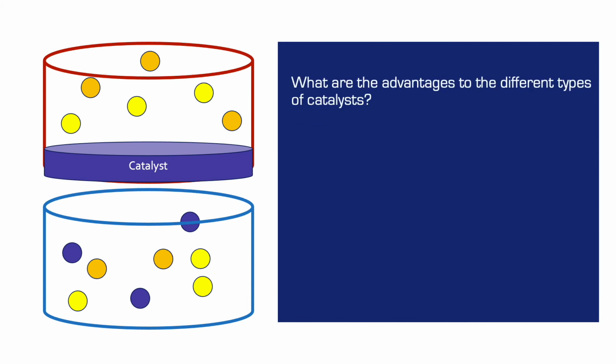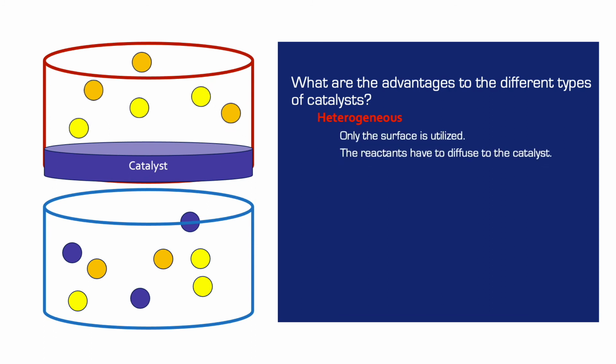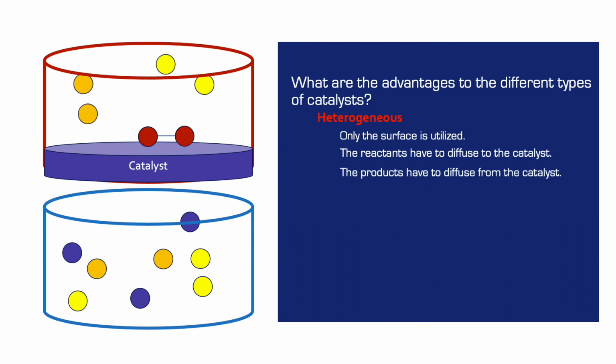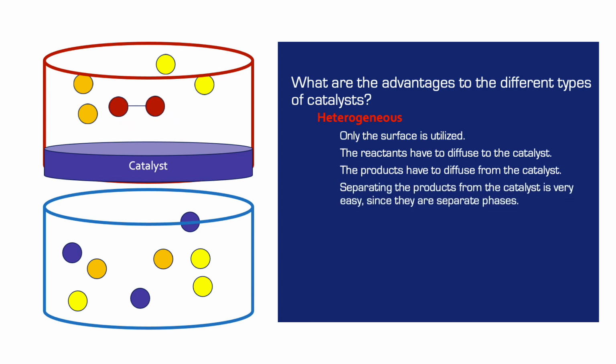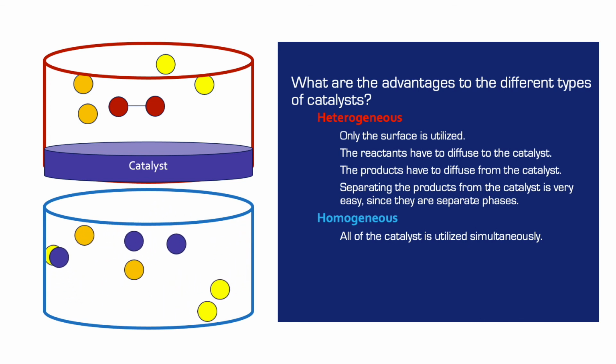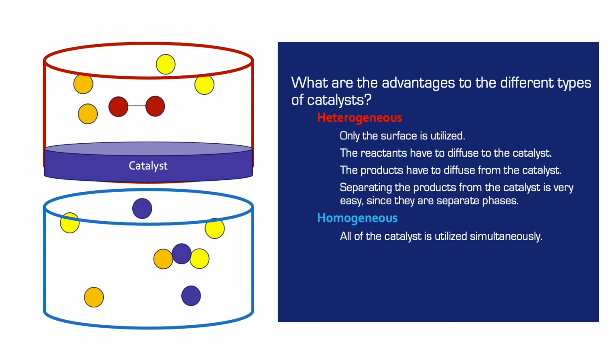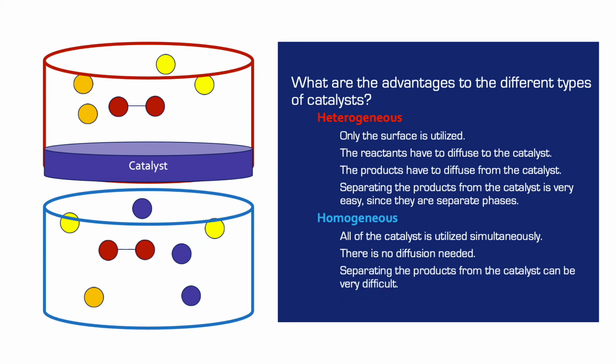So what are the advantages to the different types of catalysts? In a heterogeneous catalyst, only the surface is utilized. The reactants have to diffuse to the catalyst. The products have to diffuse from the catalyst. And separating the products from the catalyst is very easy, since they are separate phases. In a homogeneous catalyst, all of the catalyst is utilized simultaneously. There is no diffusion needed, and separating the products from the catalyst can be very difficult.